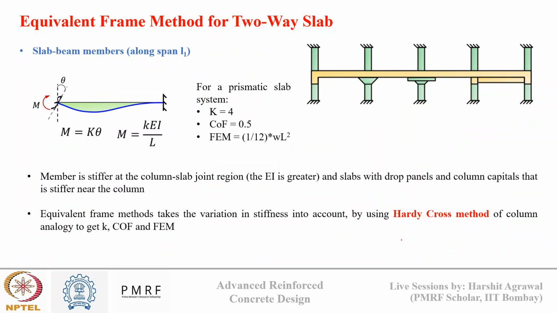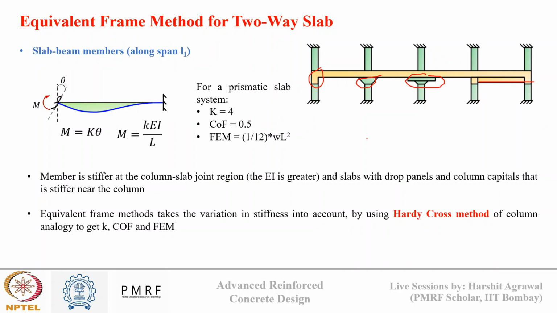And for slab beam members, we saw that there can be different types of slab, as shown in the figure. There is an edge slab, a beam supported slab, a column capital supported slab, a drop panel plus column capital supported slab, and a beam slab.